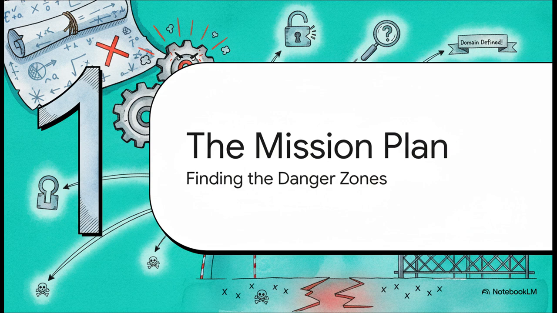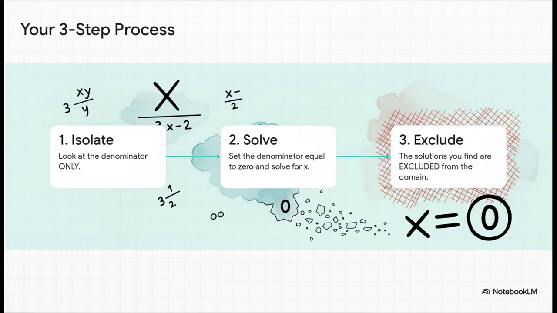Okay, every good mission needs a solid plan. So here is our simple 3-step strategy for sniffing out those dangerous x values and figuring out the domain. This is your entire toolkit right here. Step 1, isolate. That means you are going to completely 100% ignore the numerator. Forget it even exists. Your focus is only on the denominator. Step 2, solve. You take that denominator, you set it equal to 0, and you solve for x. And finally, step 3, exclude. Whatever answers you just found, those are the numbers that x is not allowed to be.